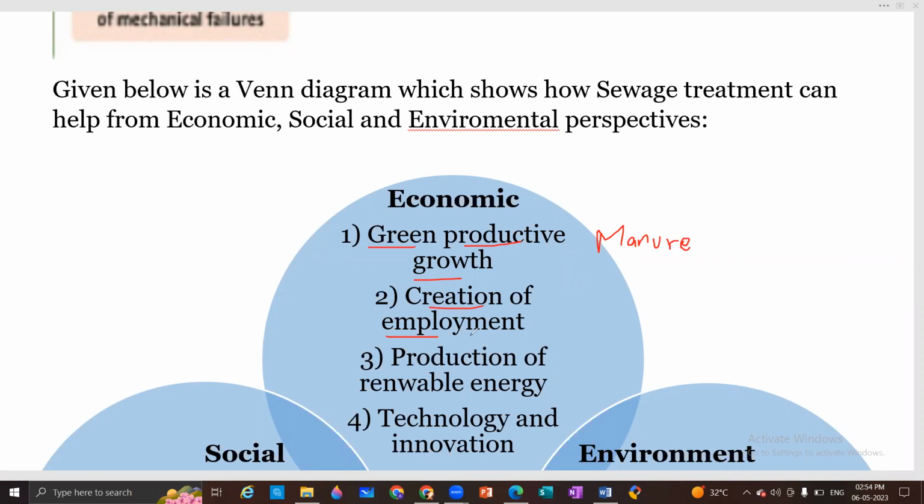Second is creation of employment, because the more sewage treatment plants which are built, the more jobs will be generated. Then production of renewable energy. So we discussed above how we can produce energy in the form of biogas. Technology and innovation. So to create these STPs, technology and innovation will be required, thus helping in the progress of the society as well.